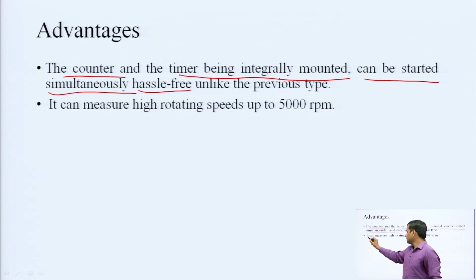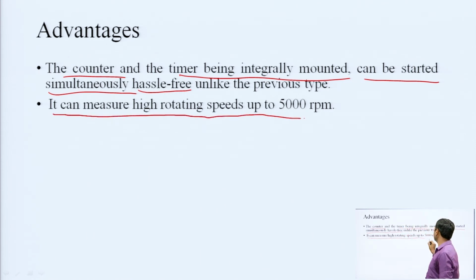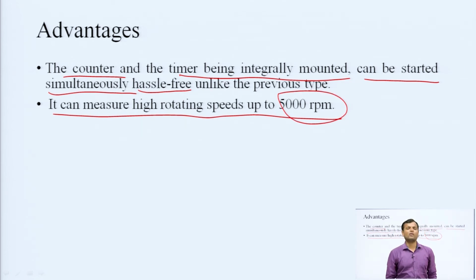So, that is one advantage over the mechanical fly ball tachometer, which we have seen as the previous type. Also, the mechanical revolution counter can measure high rotating speeds, up to 5000 RPM, or 5000 rotations per minute.